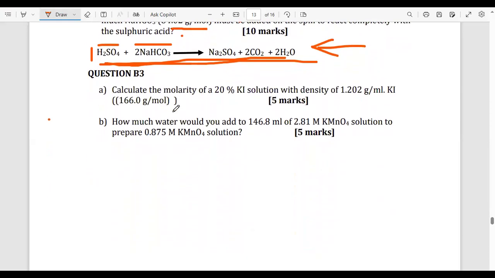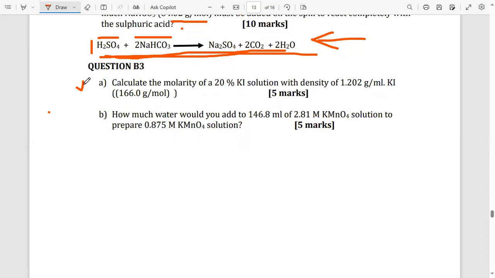Now let's go to question B3. Question B3, we have this question here on mass and mass percent, and then we have this one on titration, dilution, I mean. So the first one here, they're saying calculate the molarity of a 20% potassium iodide solution with a density of this value.